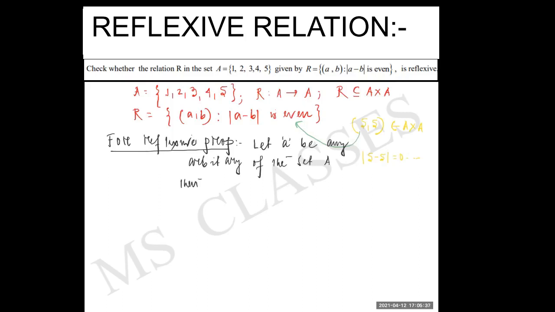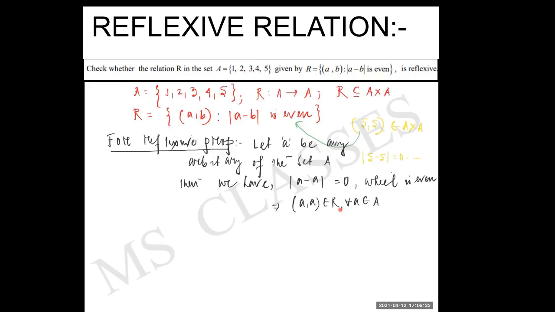Then we have |A minus A| equal to 0, which is even. You can understand here: A minus A is 0, and 0 is an even number. So this condition is satisfied. From this, what I can say is (A, A) belongs to R for all A belongs to capital A.